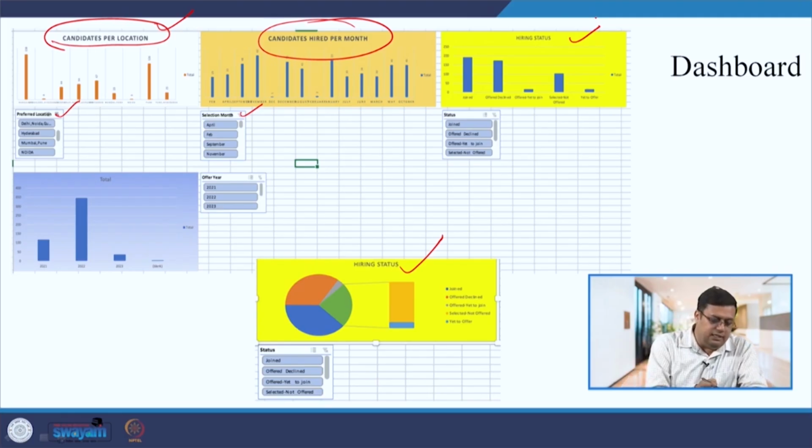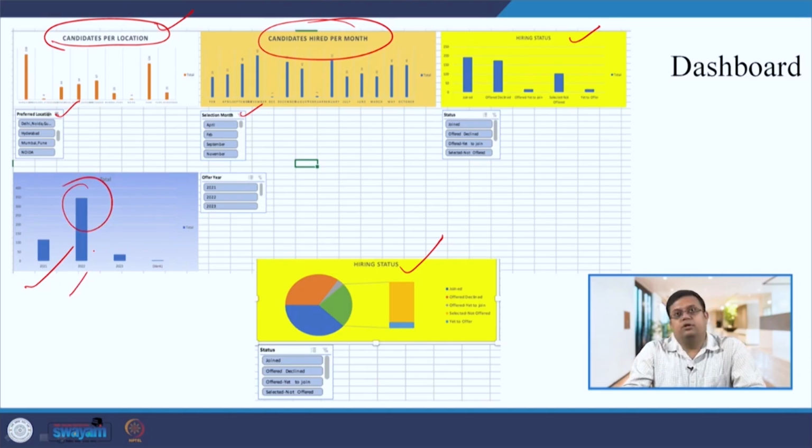So here you can see another way of presenting year wise, right? In one particular year, how many employees have joined, right? So that is what you can see. This data clearly says that in 2022 the highest number of employees joined the organization. So that is how you can prepare the dashboard even through Excel.